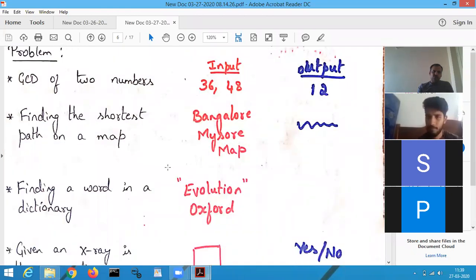Now let us take one more problem, finding the meaning of a word in a dictionary. The input may be the word. Assume that I want to find out the meaning of the word evolution.